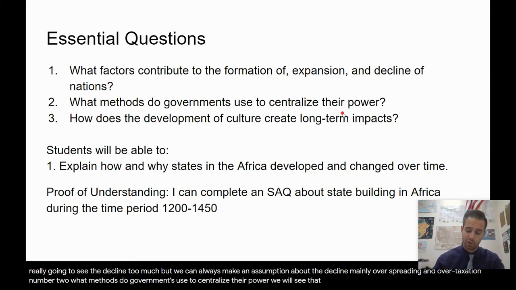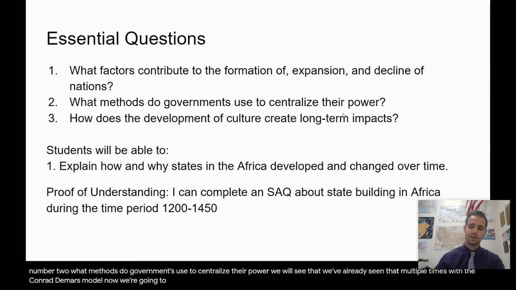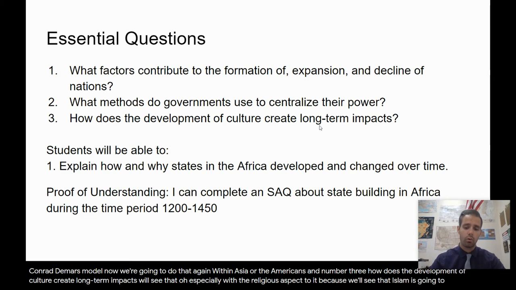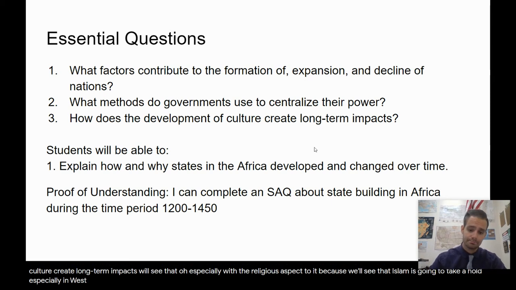Number two, what methods do governments use to centralize their power? We will see that. We've already seen that multiple times with the Conrad Demar's model. Now we're going to do that again within Africa instead of Europe or Asia or the Americas. And number three, how does the development of culture create long-term impacts? We'll see that, especially with the religious aspect to it, because we'll see that Islam is going to take hold, especially in West Africa.